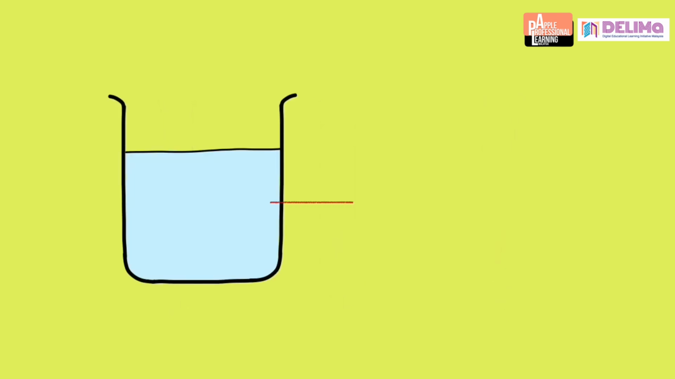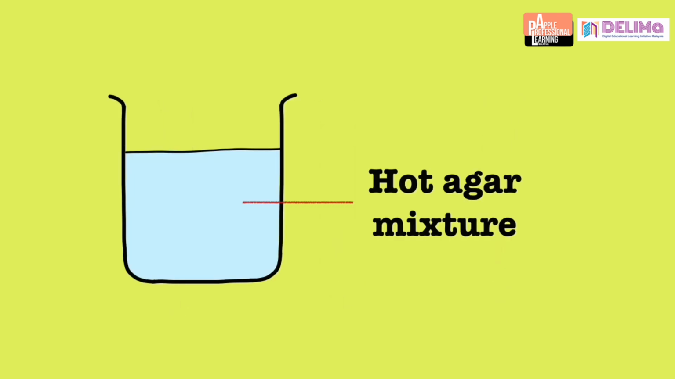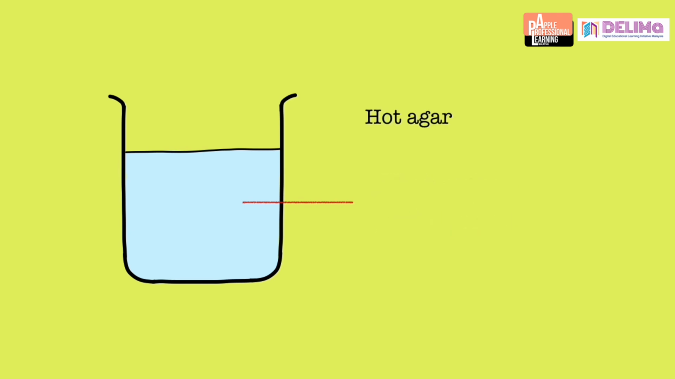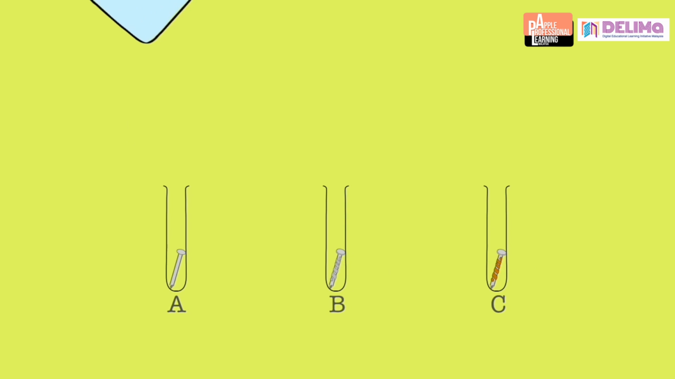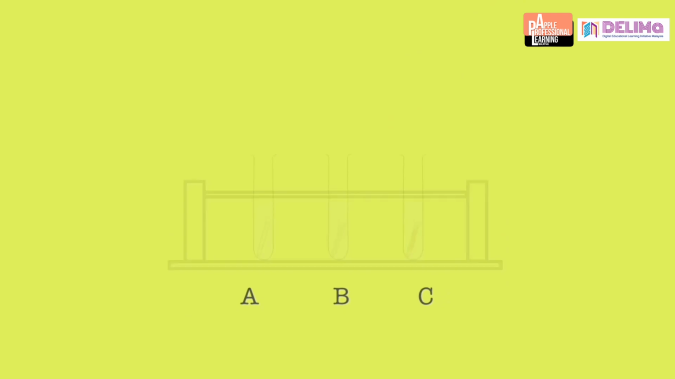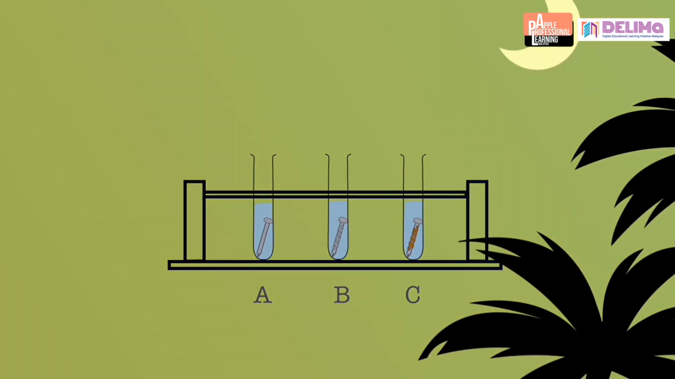Then, prepare hot agar mixture. It contains hot agar, potassium hexacyanoferrate(III), and phenolphthalein. Pour the hot agar mixture into each test tube until the nails are completely immersed. Place all test tubes on the test tube rack and leave aside for 1 day.